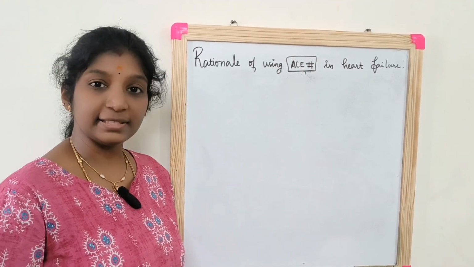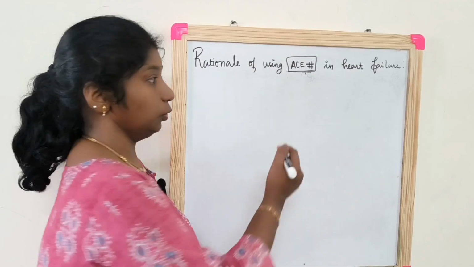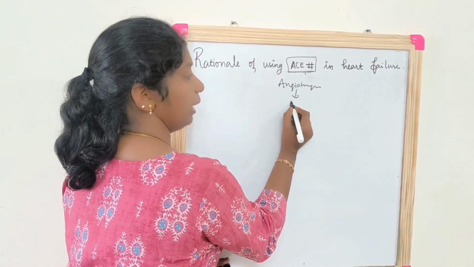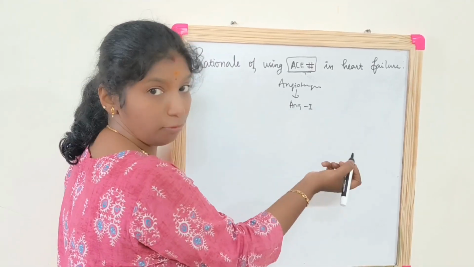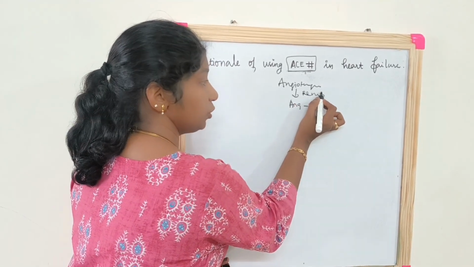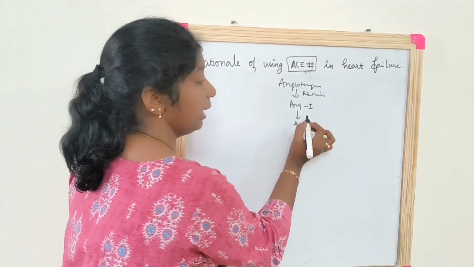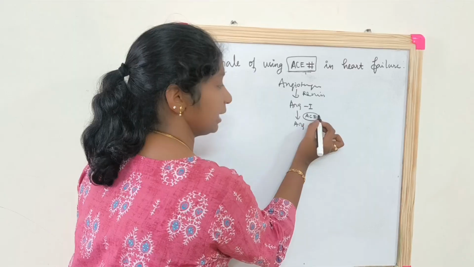What is the rationale of using ACE inhibitors in heart failure? We all know angiotensinogen is converted to angiotensin 1 with the help of renin. Angiotensin 1 is converted to angiotensin 2 with the help of angiotensin converting enzyme, that is ACE.